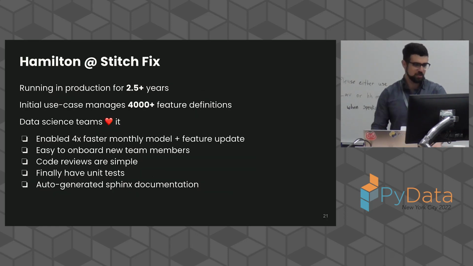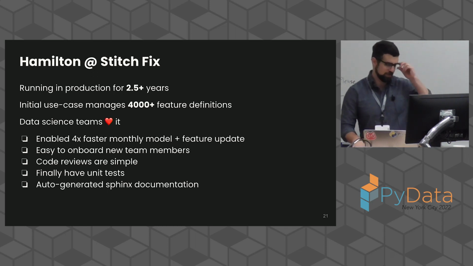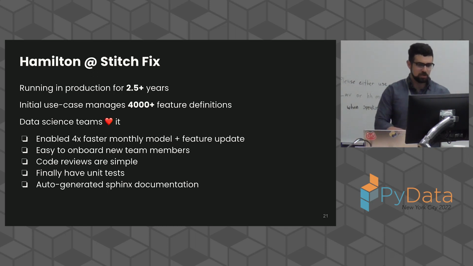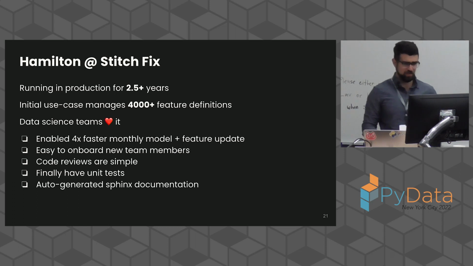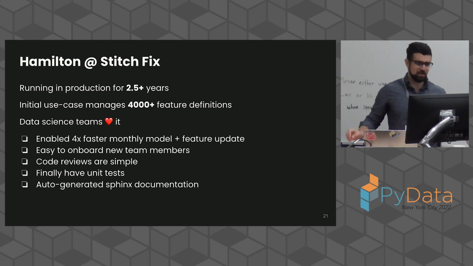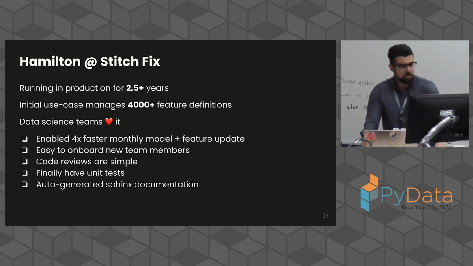Right, and at Stitch Fix, it's been running in production for 3 years now. I guess I'm happy with that. The initial use case manages 4,000 plus, probably 5,000 or 6,000 features by now. Our data science teams love it. But that's just the initial use case. We have a few others that we've onboarded. We've enabled the monthly model and feature update process for them to do it 4 times faster. So that's a big win. It's just a much simpler process now.